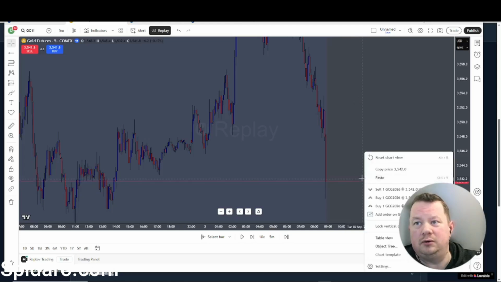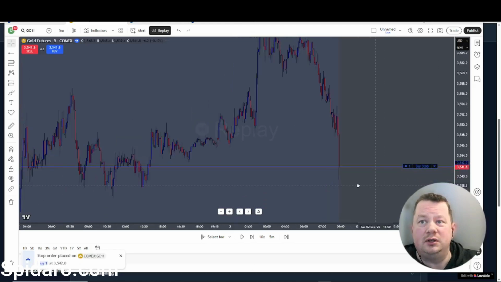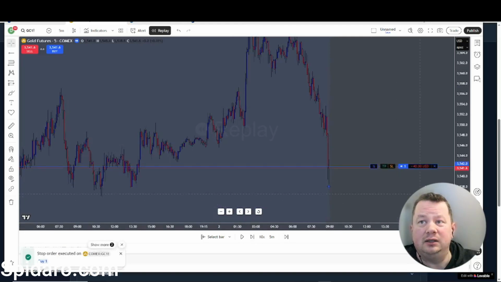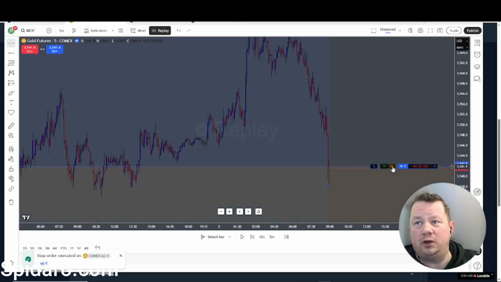There we go. Right, so we want a buy stop, and we confirm that in place now. So let it. Next candle is going to tag me in clearly. Okay, so the stop is 3537. Quite aggressive.